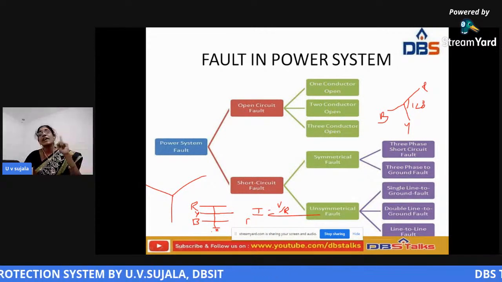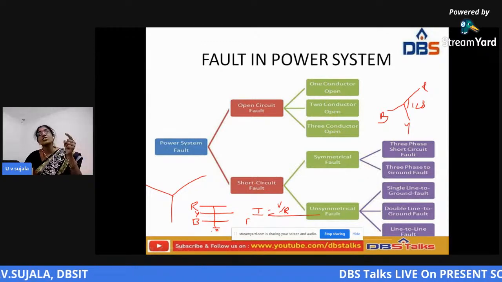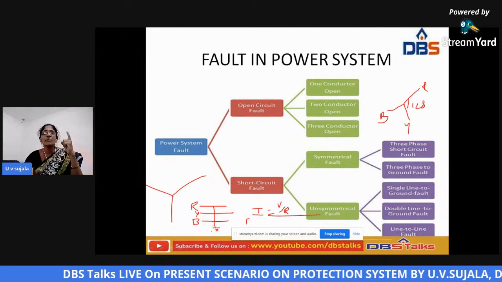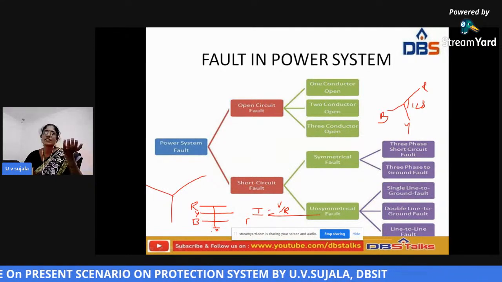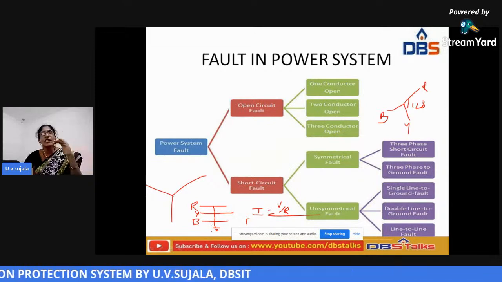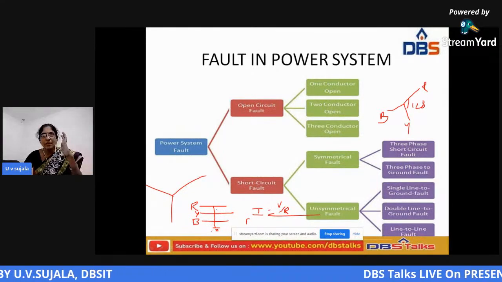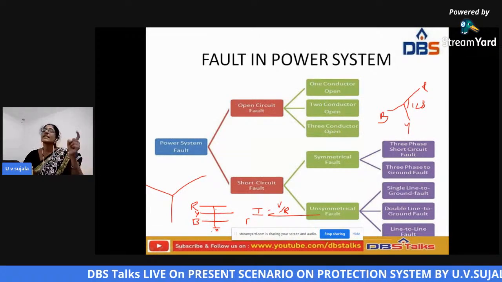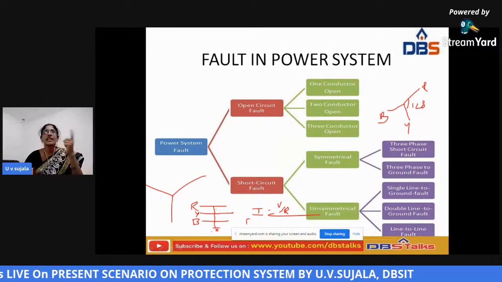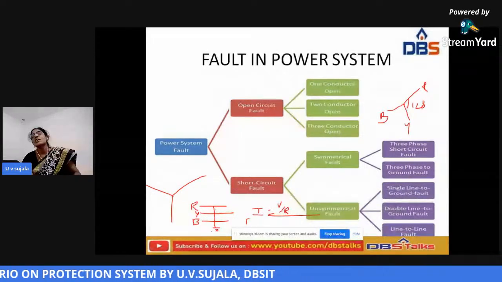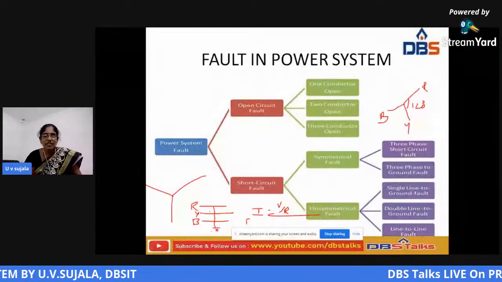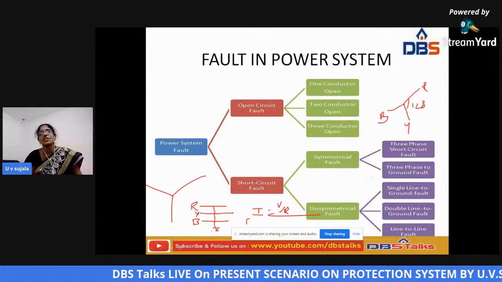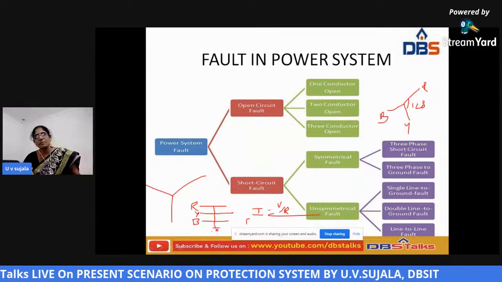But whenever the short circuit fault occurs, the current will be more, due to the low resistance or low impedance part. So a symmetrical fault is balanced, but it is a fault because the current rises. So one is the three-phase fault, and another one is the three-phase ground fault. And the next one is the unsymmetrical fault.